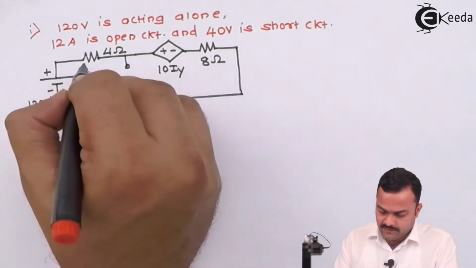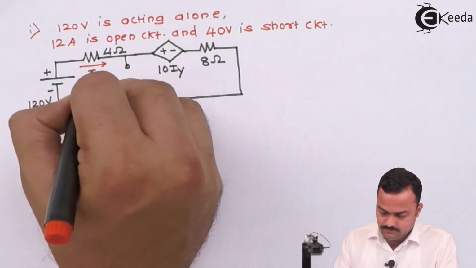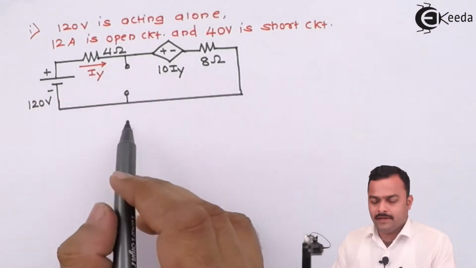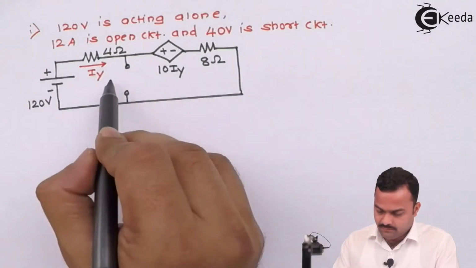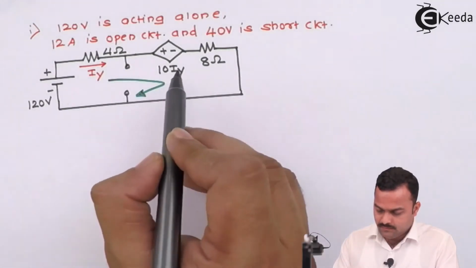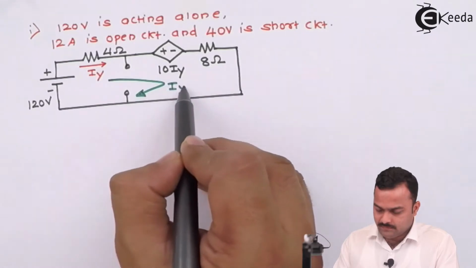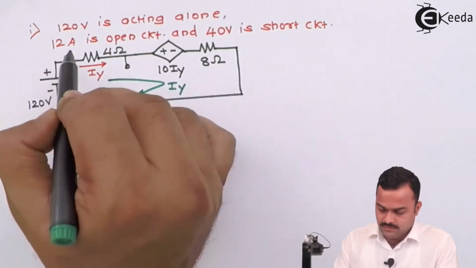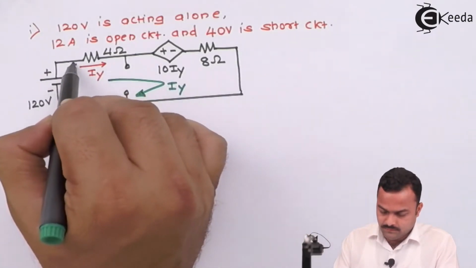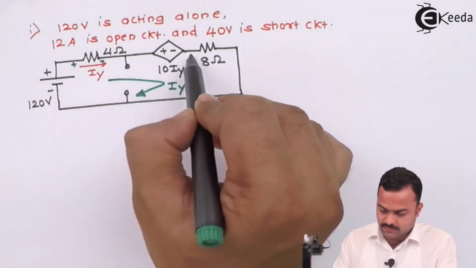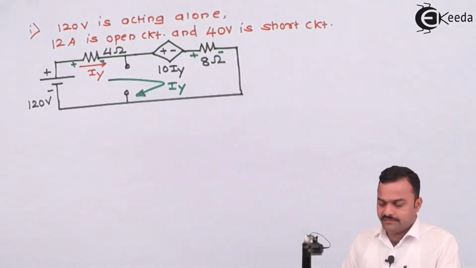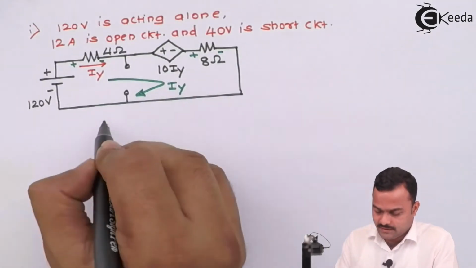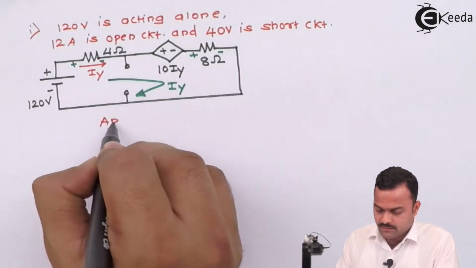And this is the current IY. So let's maintain the notation the same. That means here we'll have only one loop. Maybe we can keep the current the same, IY, and voltages across resistors will be like this. So it's very straightforward now. I will apply KVL to this loop to get the IY.